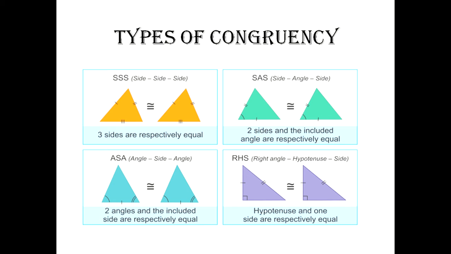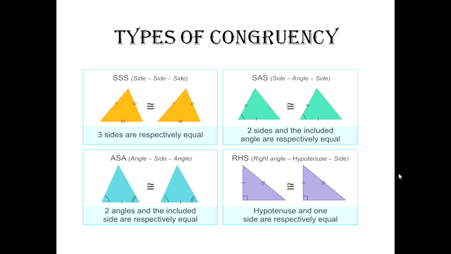Now, if they are congruent, we can say that the left out angle, that is this angle and this angle, are also equal, and we can say that the corresponding sides, that means this side and this side, will be equal, and this side and this side will also be equal.